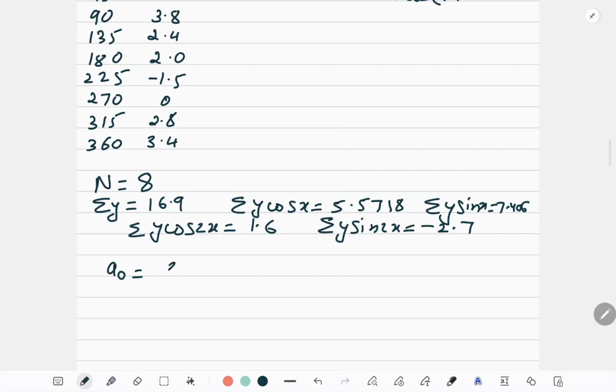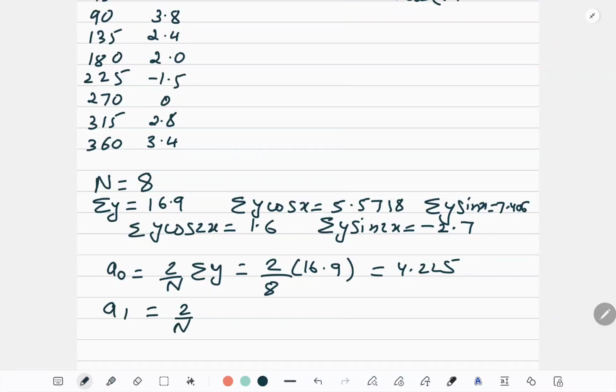What is A0? A0 is 2 by n summation of y. So 2 by 8 summation of y is how much? 16.9. So it will give you 4.225. Right? And then this is A0. In answer you need to write A0 by 2. Remember that thing always. A1 is 2 by n summation y cos x. So 2 by 8 summation y cos x is how much? 5.57, which will give you 1.393.